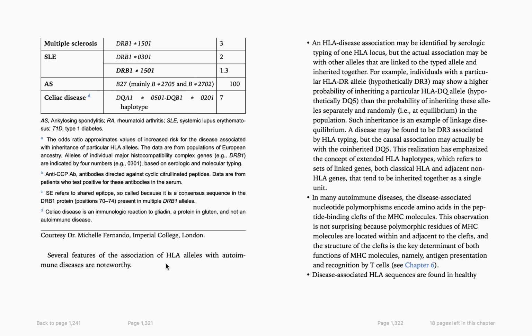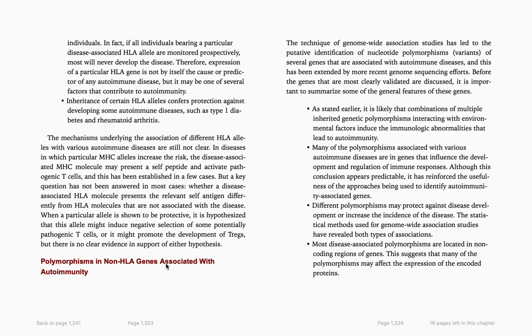Disease-associated HLA sequences are found in healthy individuals. In fact, if all individuals bearing a particular disease-associated HLA allele are monitored prospectively, most will never develop the disease. Therefore, expression of a particular HLA gene is not by itself a cause or predictor of autoimmune disease, but it may be one of several factors that contribute to autoimmunity. Inheritance of certain HLA alleles confers protection against developing some autoimmune diseases such as type 1 diabetes and rheumatoid arthritis. The mechanisms underlying the association of different HLA alleles with various autoimmune diseases are not clear.